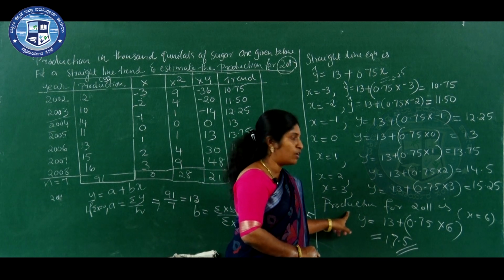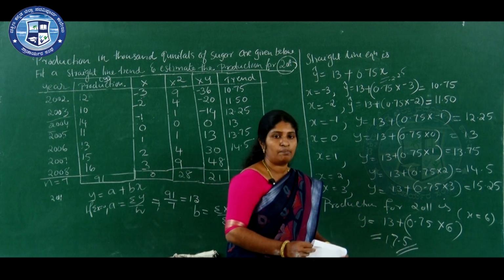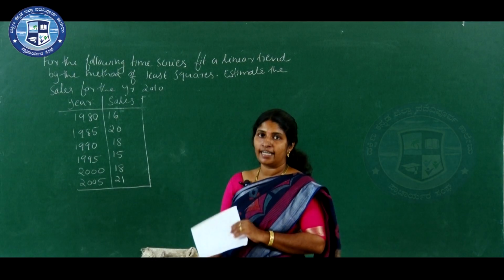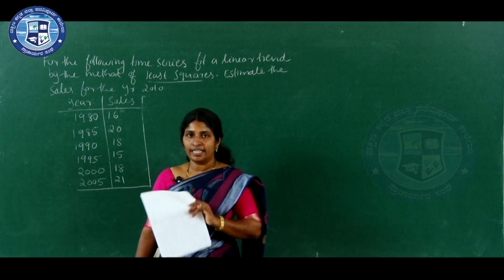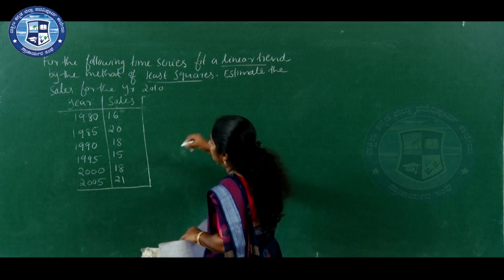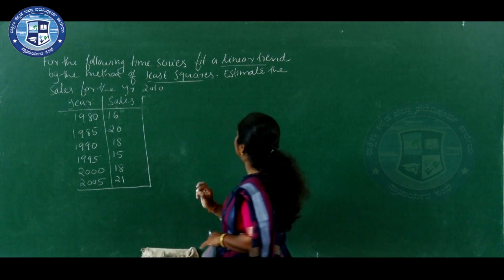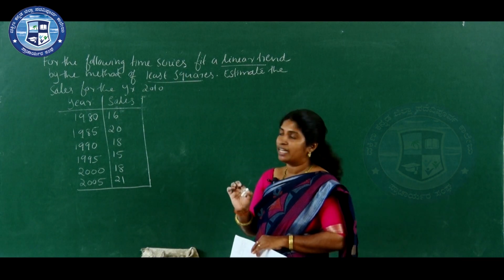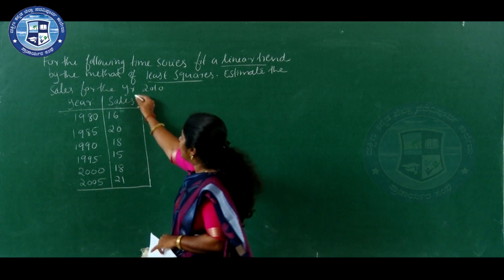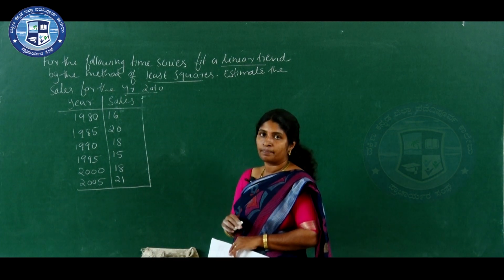Estimated production for 2011 is 17.5. Now, let us solve one more problem on linear trend. For the following time series, fit a linear trend by the method of least squares. Estimate the sales for the year 2010.